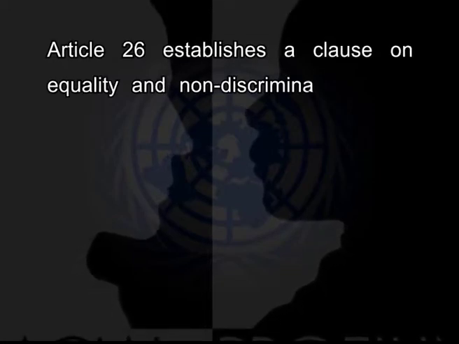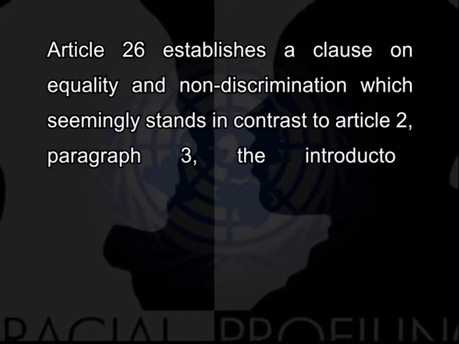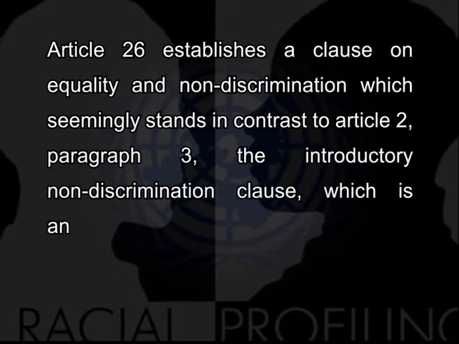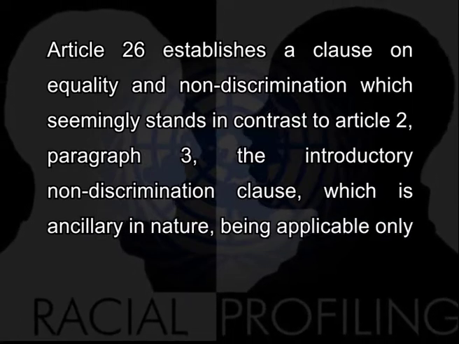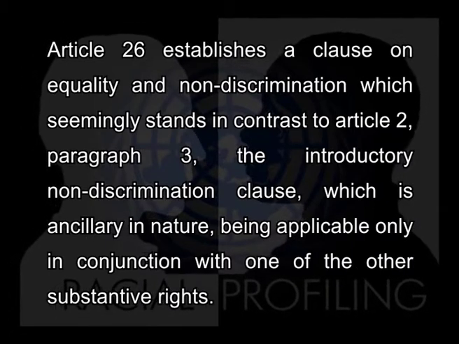Article 26 establishes a clause on equality and non-discrimination which seemingly stands in contrast to Article 2, paragraph 3, the introductory non-discrimination clause, which is ancillary in nature, being applicable only in conjunction with one of the other substantive rights. The Human Rights Committee, the organ entrusted with monitoring compliance by states with their obligations under the ICCPR, has interpreted Article 26 as setting forth a general ban on discrimination without any regard for the field of life concerned.